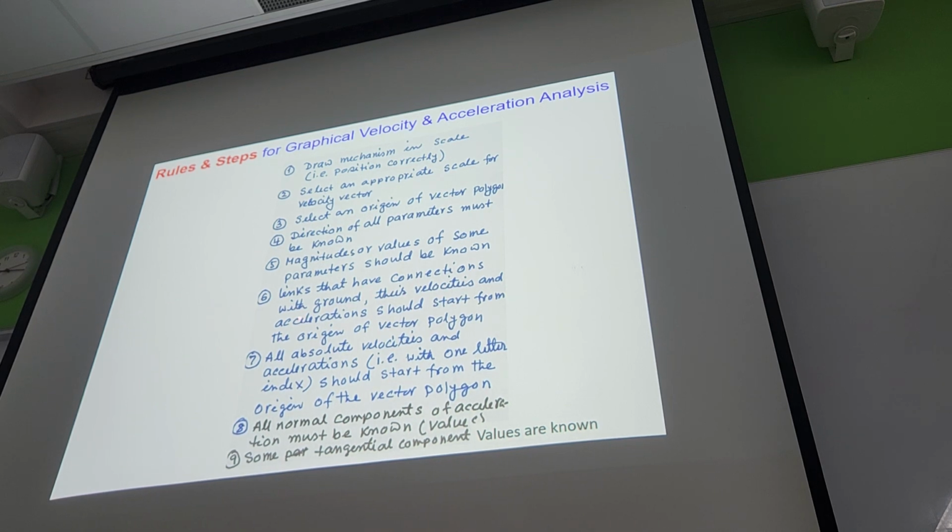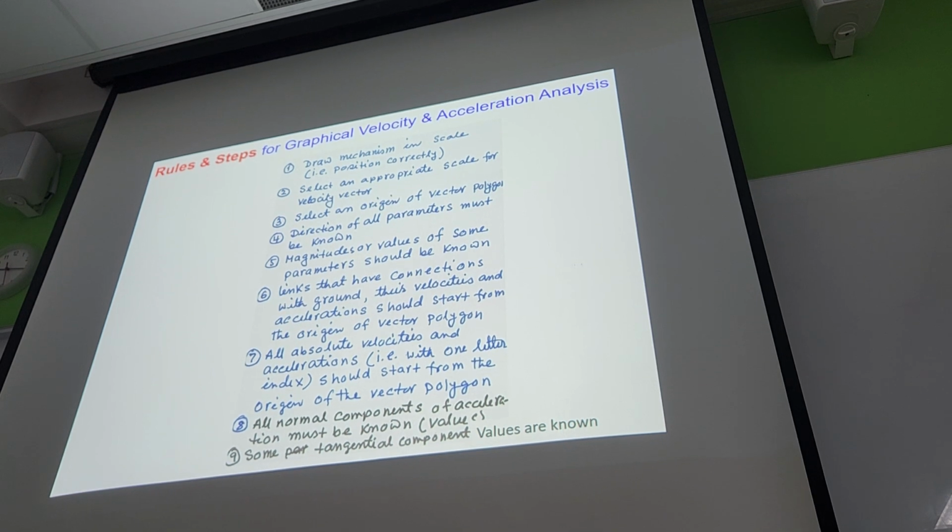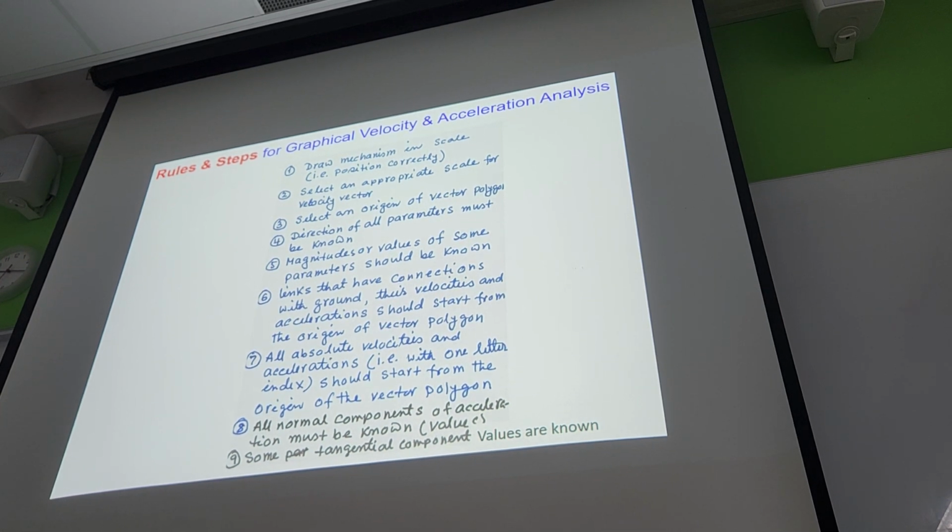And then I said, number 6, also very important: links that have connection with ground, their velocities and acceleration should start from the origin of the vector polygon. I will come to that in a second, which link has a connection with ground. It means origin, the starting point of the drawing of the vector polygon. Clear to everyone? I will be coming to that point. We'll be going through it.